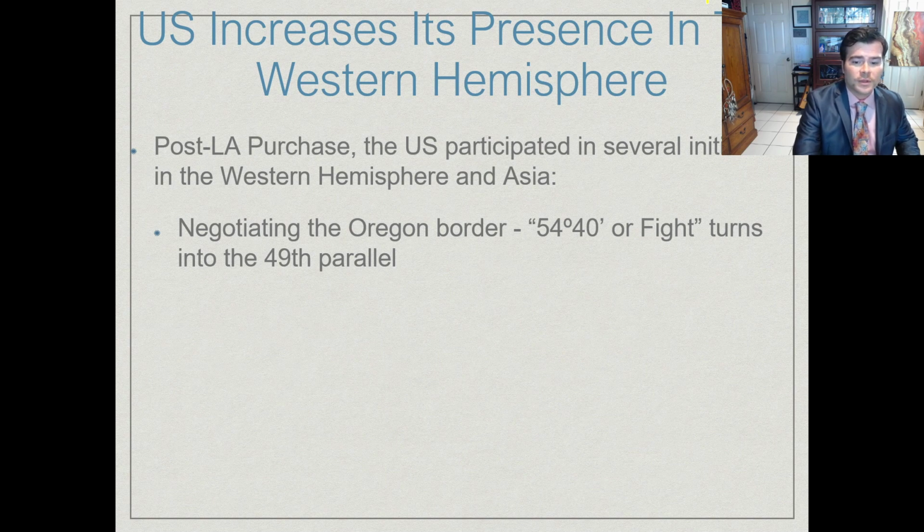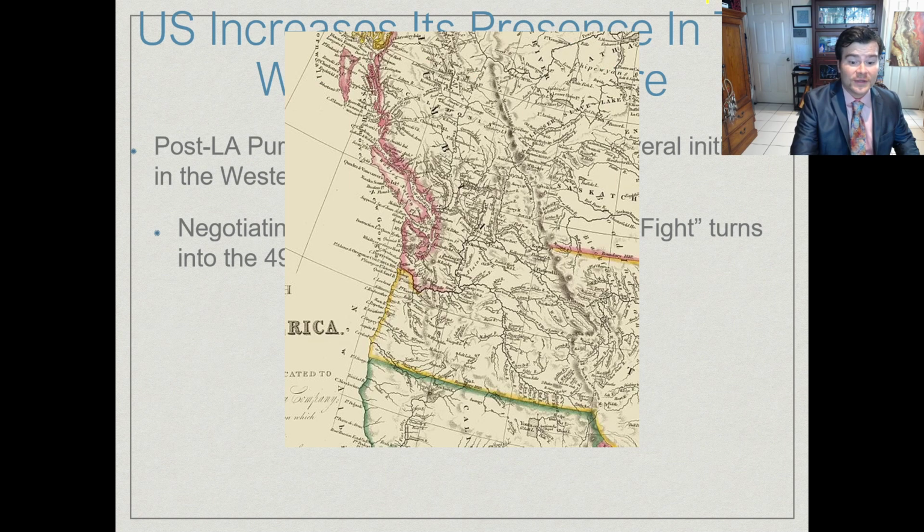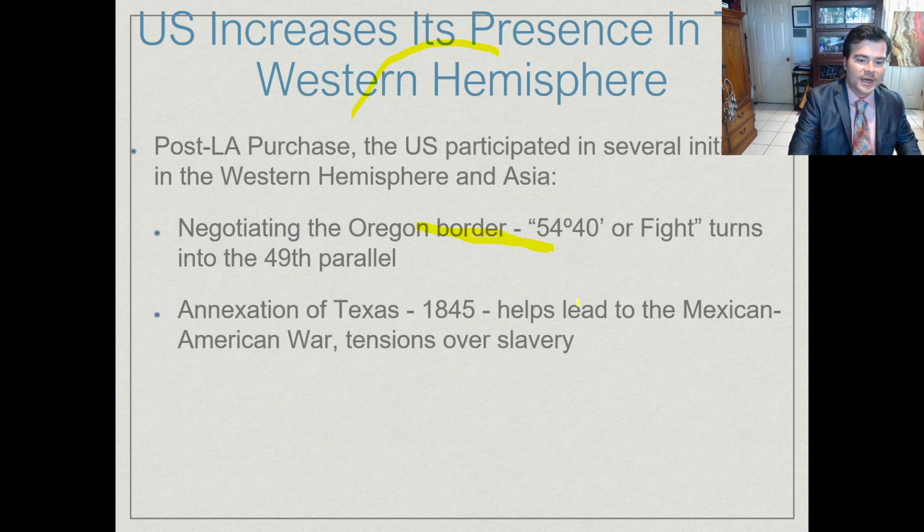Negotiating the Oregon border. 54°40' or fight. And instead of 54°40', we settled for the 49th parallel. But that 54°40' or fight was kind of like James K. Polk's campaign slogan, like "Make America Great Again," and everyone loved it. They're like, 54°40' or fight, right? And 54°40' was way up here, but we settled for the 49th parallel, which is right here, right?